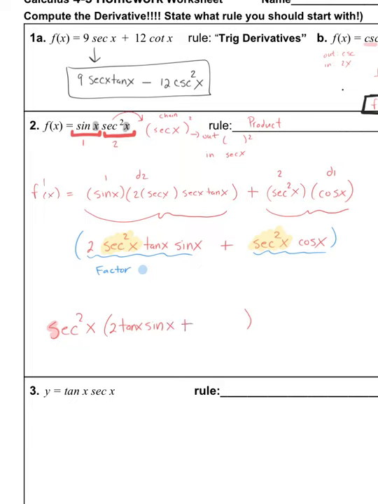All right, and then when I divide this term by my common factors, the secant squares cross out, and I'm left with a cosine of x. So that is your final best full credit factored answer.